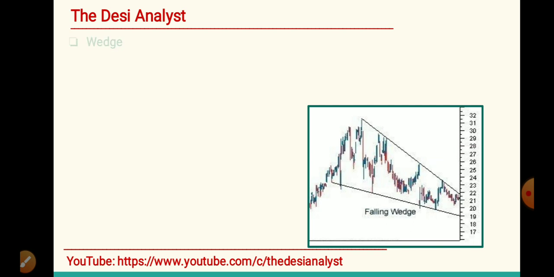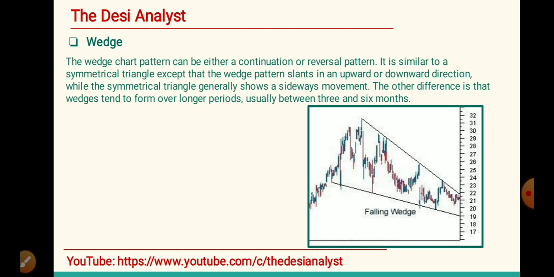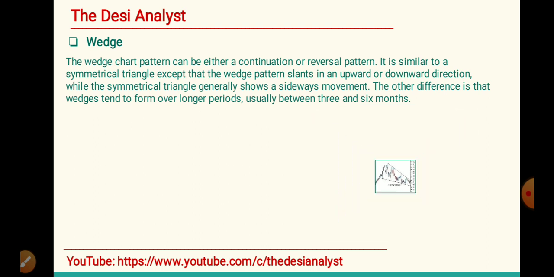Falling wedge. The wedge chart pattern can be either a continuation or reversal pattern. It is similar to a symmetrical triangle except that the wedge pattern slants in an upward or downward direction while the symmetrical triangle generally shows a sideways movement. The other difference is that wedges tend to form over longer periods, usually between 3 and 6 months. So you can see its nature. Wedge nature is usually 3 to 6 months.